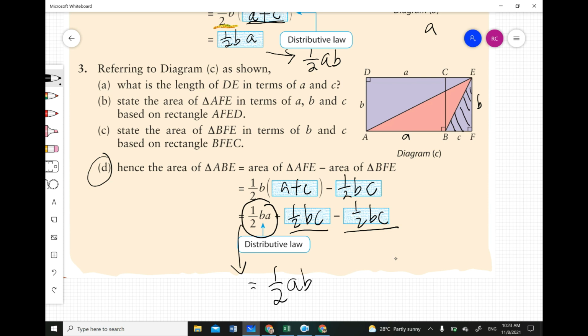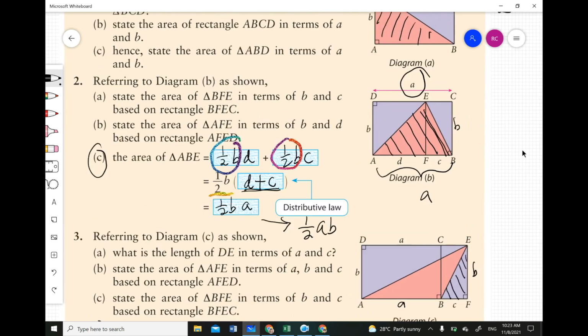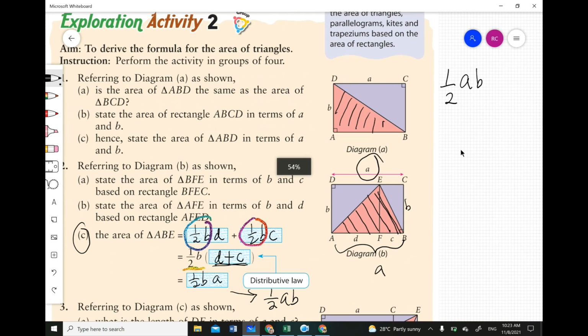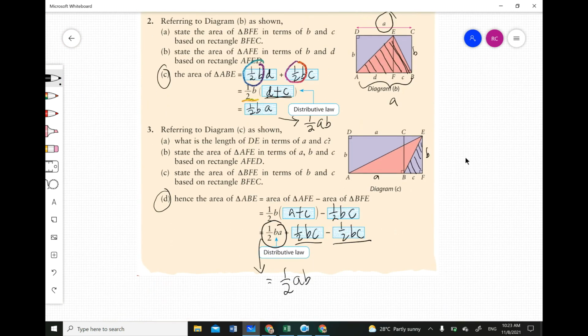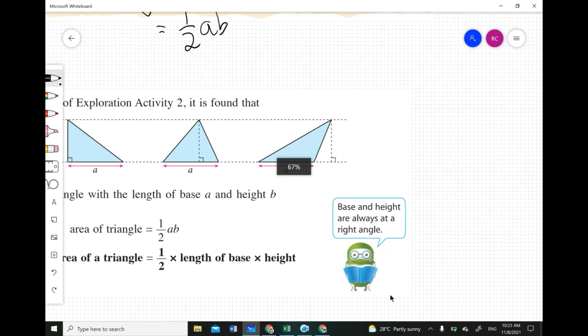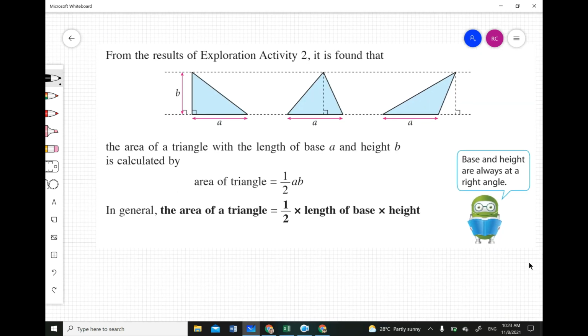Okay, so you can see all of our formula that we have, it is 1 over 2 times a times b, 1 over 2 times a times b, including the first one. This is also 1 over 2 times a times b. So it is proven that for the formula of a triangle, you just need to memorize. It is 1 over 2 times length of base multiplied by height. This is the one. Okay, that is the area of the triangle.